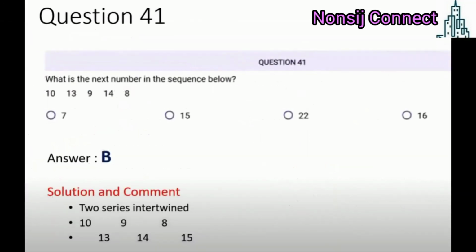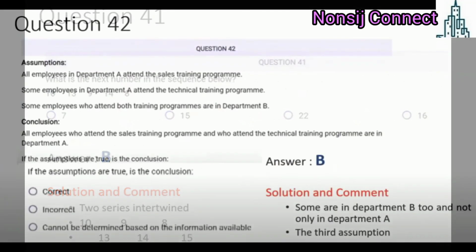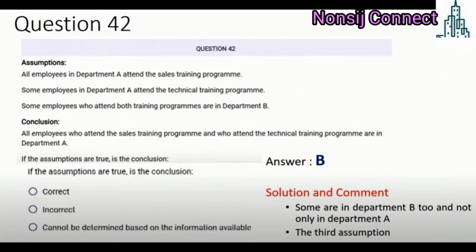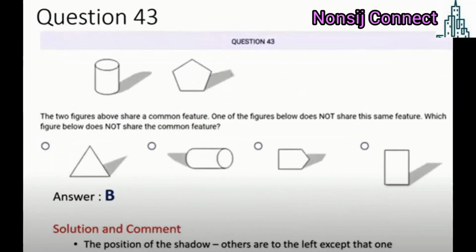So what is the next number in the sequence below? This and this. Okay, the next one will be what? All employees have solved this question. The answer is what? Incorrect. I don't need to waste time. Please make sure you watch all the videos.